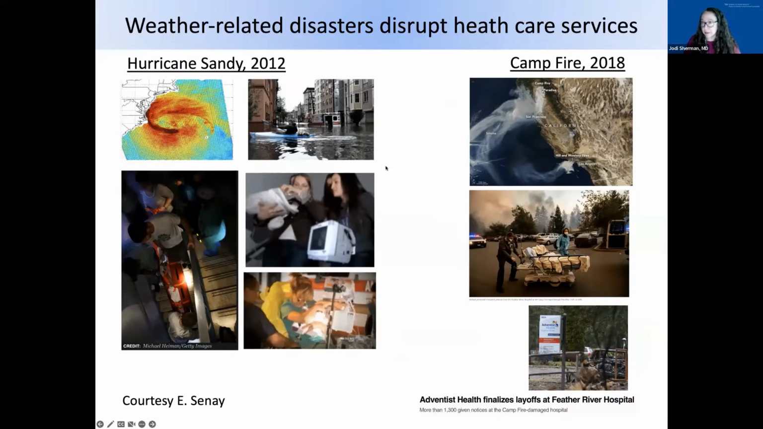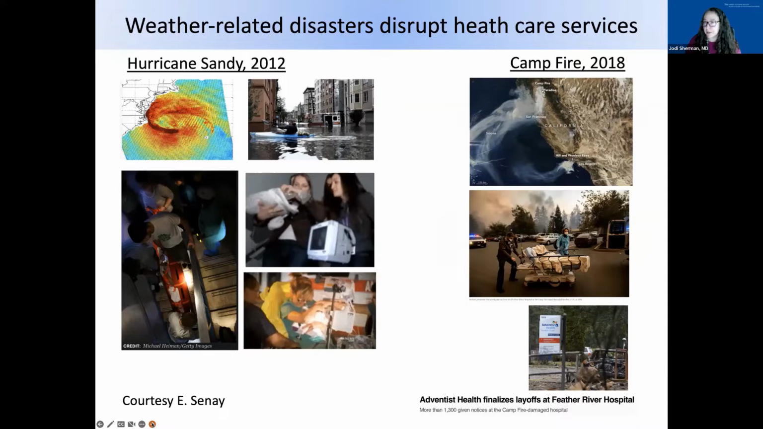Hurricane Sandy, I live in Connecticut, so was absolutely affected by Hurricane Sandy. In the year prior, Hurricane Irene, these 500-year events, 2 years in a row. Famous pictures from Langone Medical Center evacuating a neonatal ICU, which was on the 9th floor. On the right, the great campfires in California. This is the emergency evacuation of the Feather River Hospital, which caught fire shortly after they succeeded in evacuating and burnt to the ground.